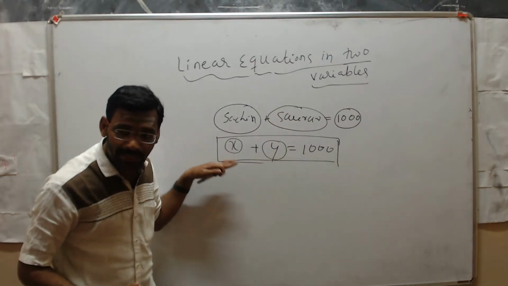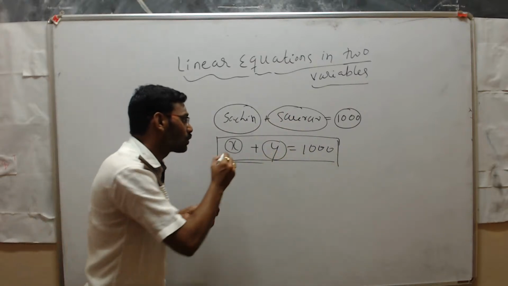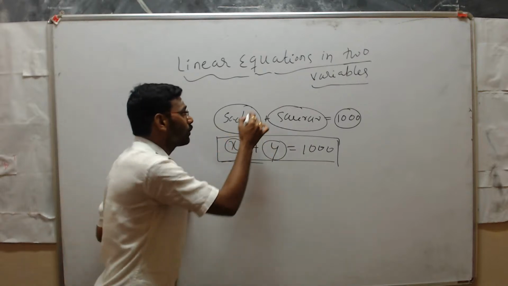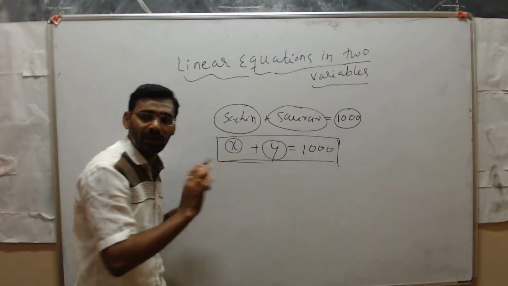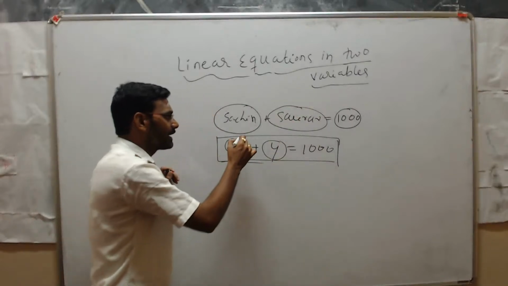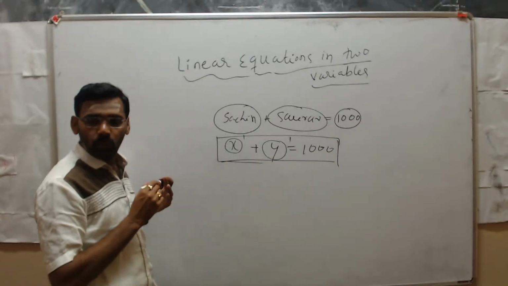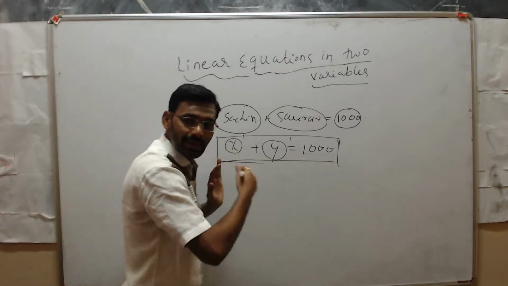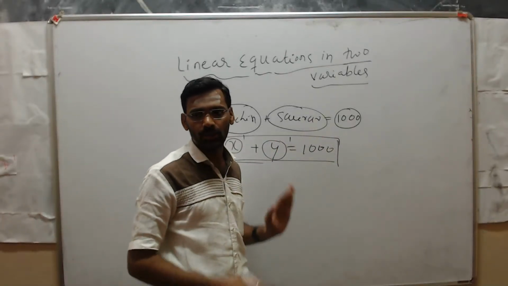Now, this is a linear equation in how many variables? Two variables. Why is it linear? It has only one section, one server. Therefore, the degree is 1. Both will contribute. How much do both together contribute? 1000 rupees, which is the first situation.